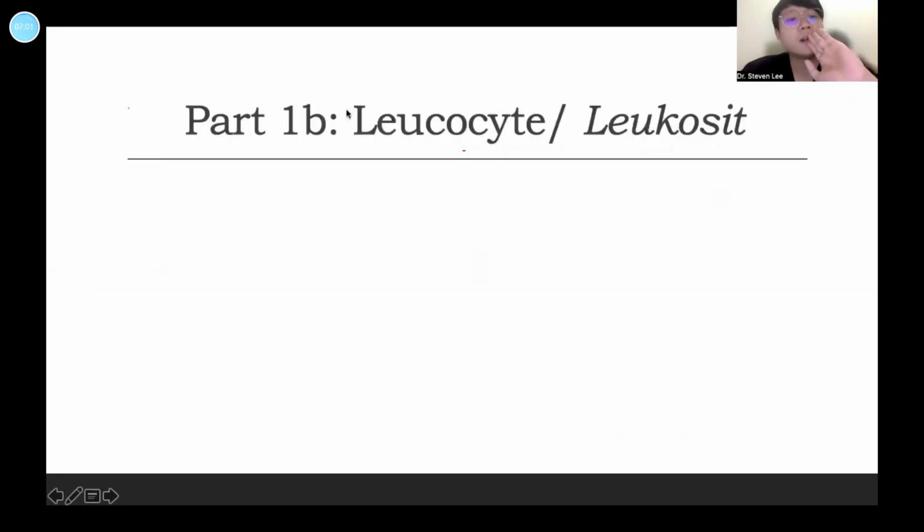Now we will focus on something that I believe is the most important one, which is the leukocyte, or white blood cell. The main function of white blood cells is to fight infections, our defense system. But you must remember that the types are important.